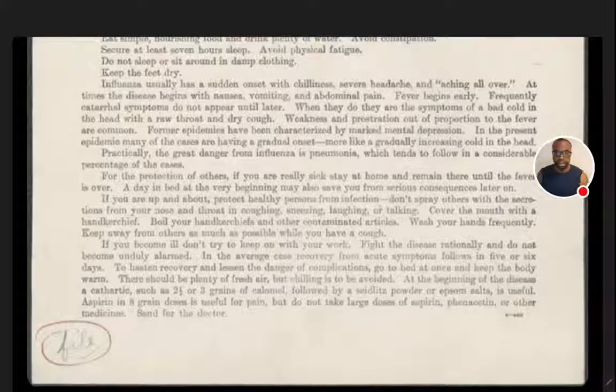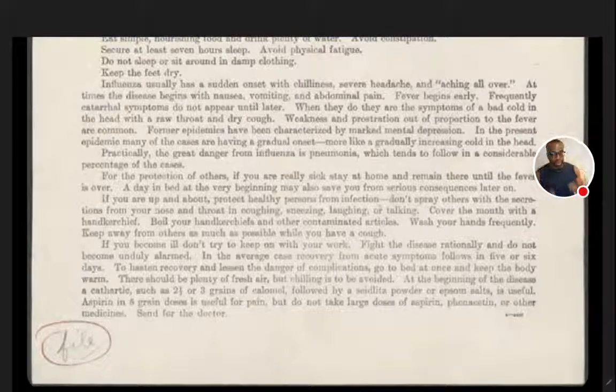If you become ill, don't try to keep on with your work. They didn't sit back and just shut everyone down. They said, hey, if you do get sick, take it easy. Get nourishing meals to try to keep from getting sick in the first place. Fight the disease rationally. Oh my God.